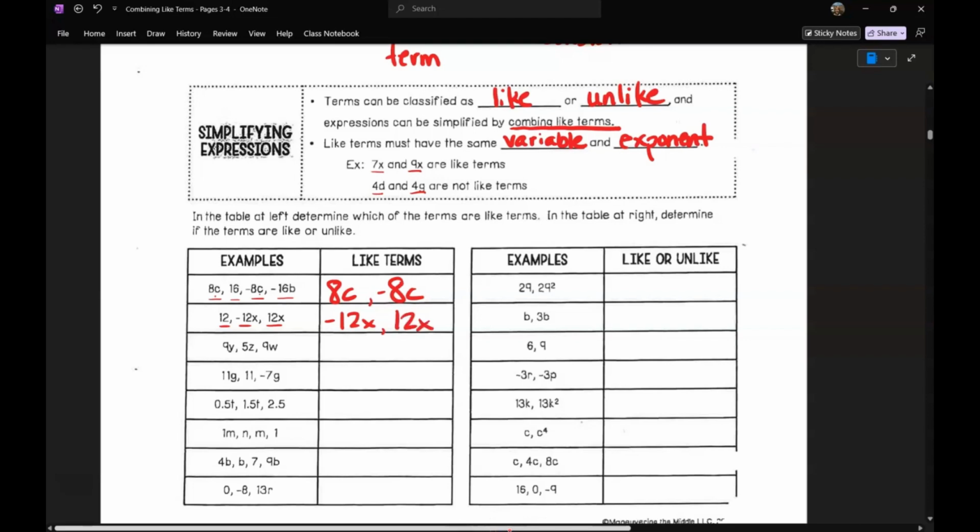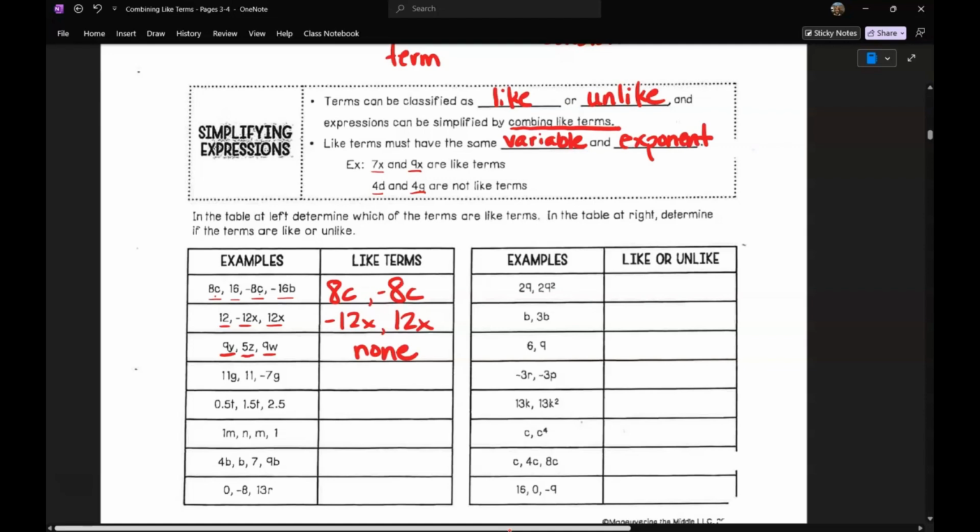Next one, I have a 9y, a 5z, and a 9w. Do any of those have the same variable? They don't. So there are no or none. None of those are like the others.